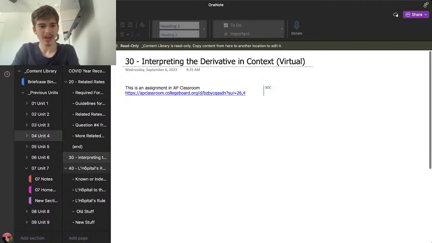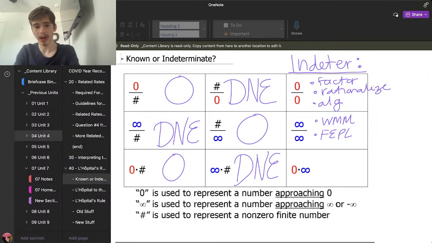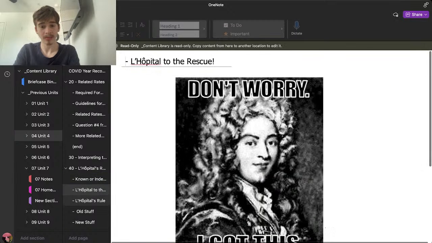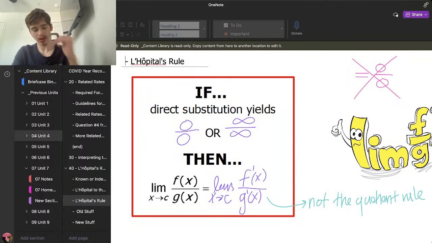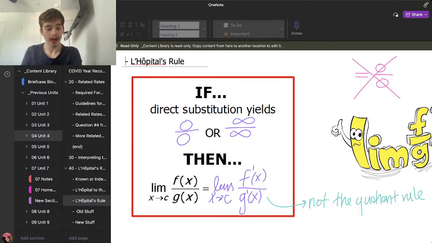Yeah, we're done with that. L'Hopital's. Yeah, as we talked, sometimes limits are just not conclusive enough, like 0 times infinity. But L'Hopital's rule can help us.